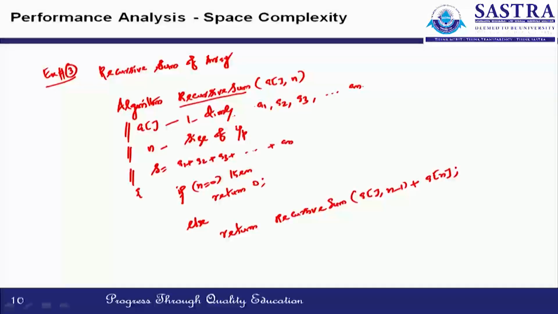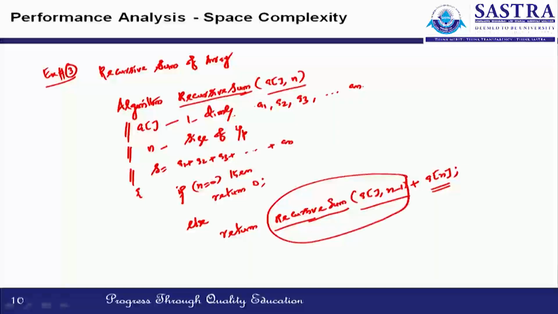Initially, the formal parameters are array A with n elements. Here, the same procedure or algorithm, recursive sum, is invoked with the parameters changed: A array comma n minus 1 plus an. The nth element is separated, and this is added with the remaining n minus 1 elements in the array.